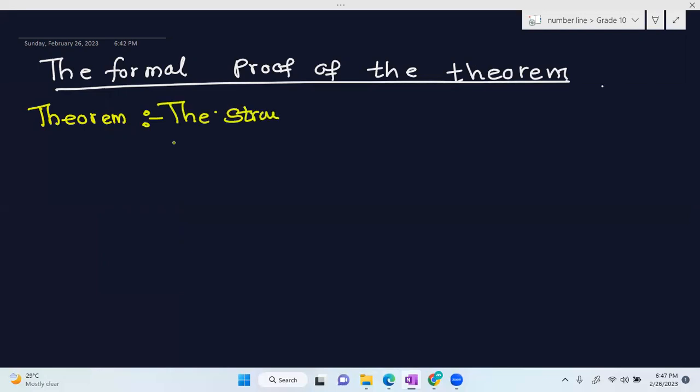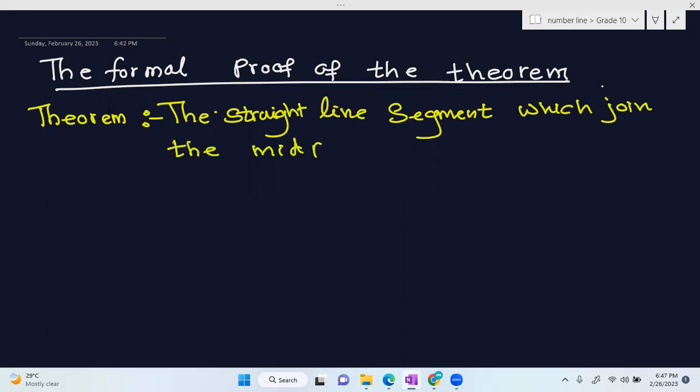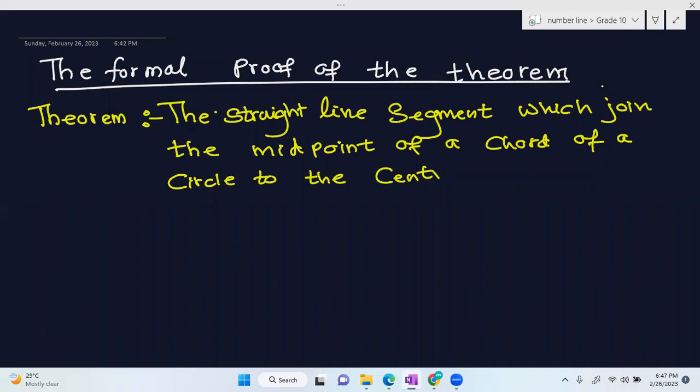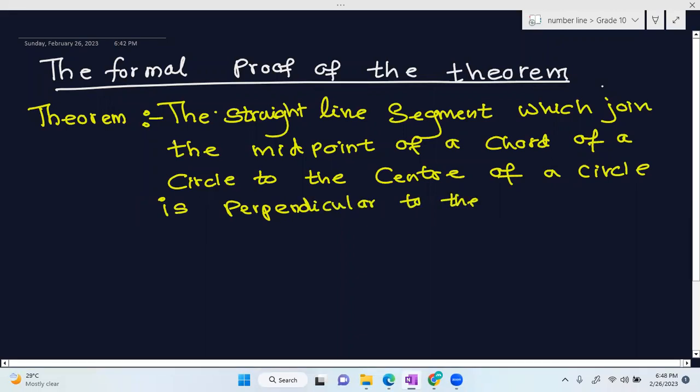The straight line segment which joins the midpoint of a chord of a circle to the center of a circle is perpendicular to the chord. This is the theorem.